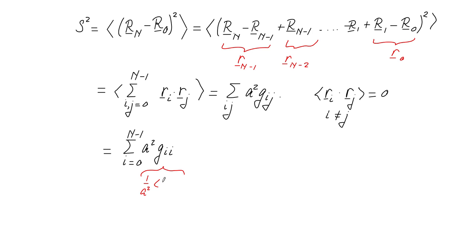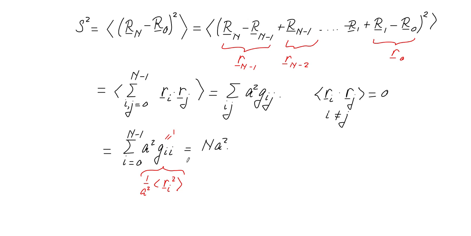And then we have the expectation value of ri dot ri, so that's ri squared. And because the length of the links was a, ri squared is a squared, which cancels against this one, so the g_ii is 1. And we can immediately work out a sum, which gives us n times a squared. And so the conclusion is that the end-to-end distance squared scales linearly with the length of the chain, with the number of beads in the chain.